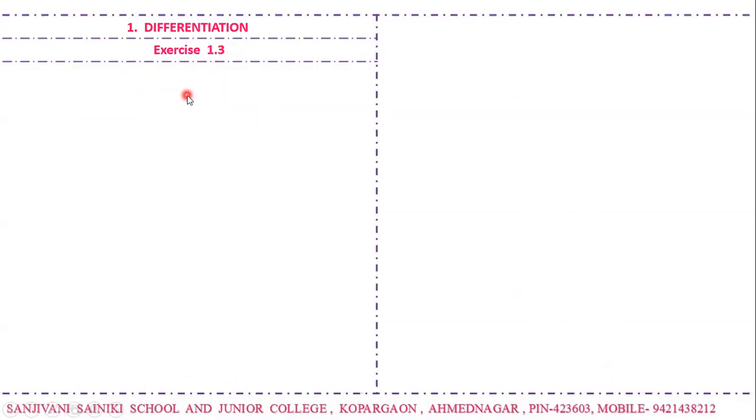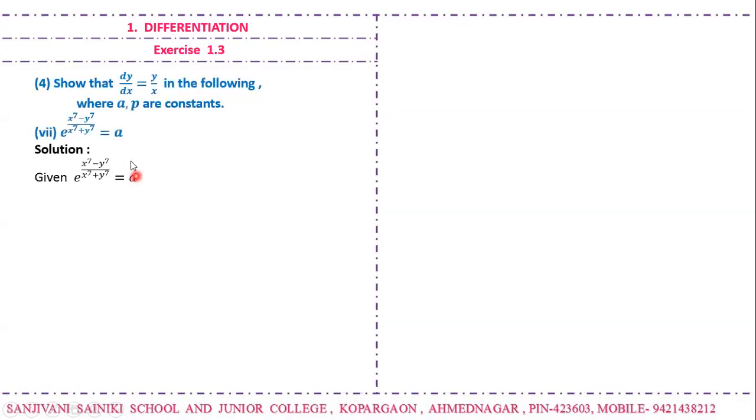Now the next example is e raised to (x raised to 7 minus y raised to 7) upon (x raised to 7 plus y raised to 7) is equal to a. And here we have to show that its derivative is y by x. Again we will take logs on both sides. So log of a to the base e is (x raised to 7 minus y raised to 7) upon (x raised to 7 plus y raised to 7) equal to k, say.